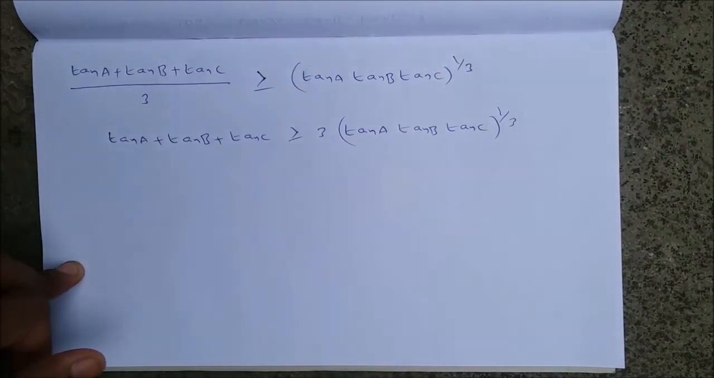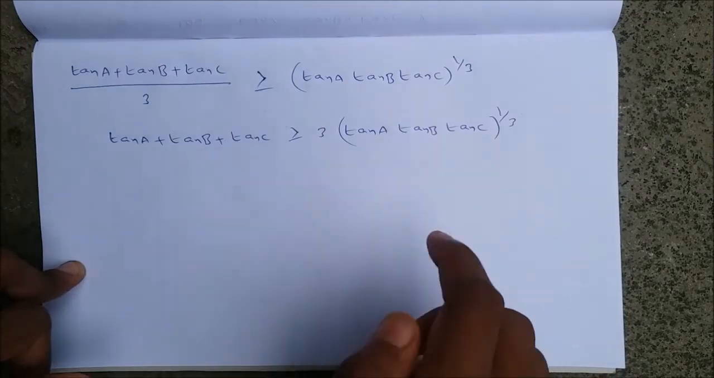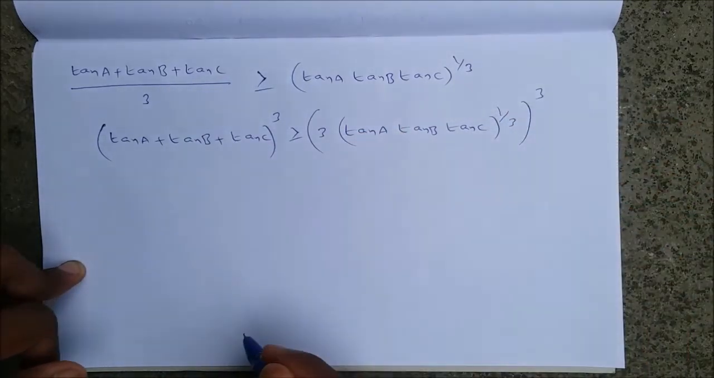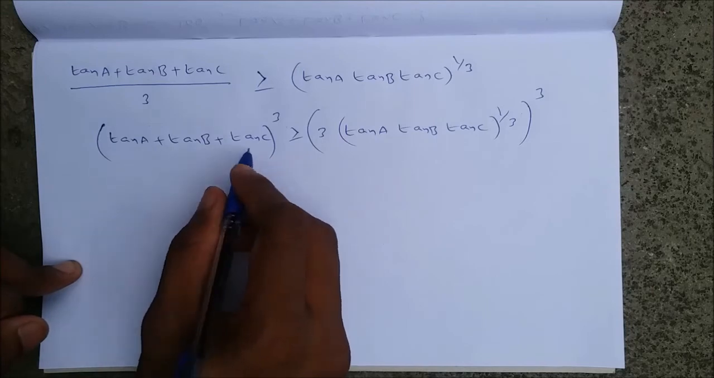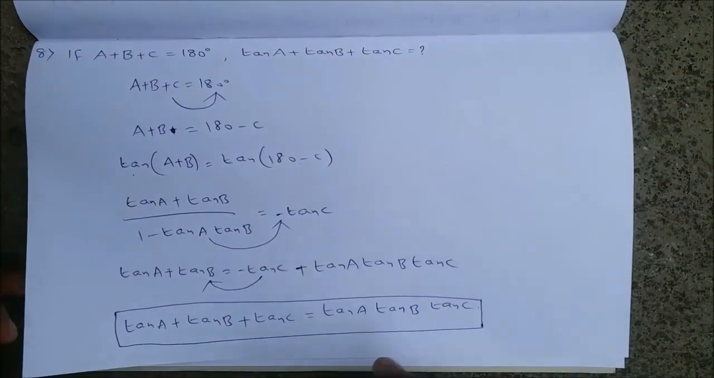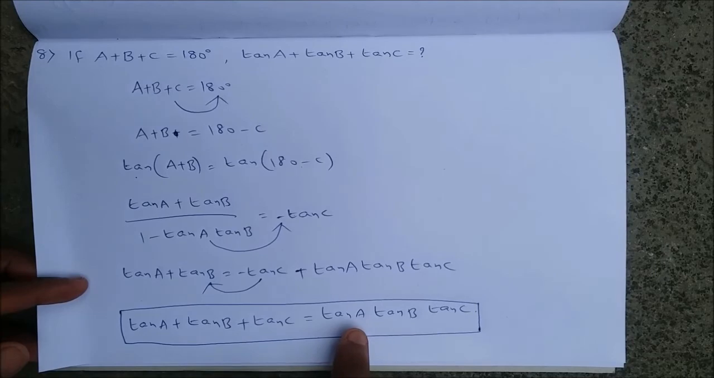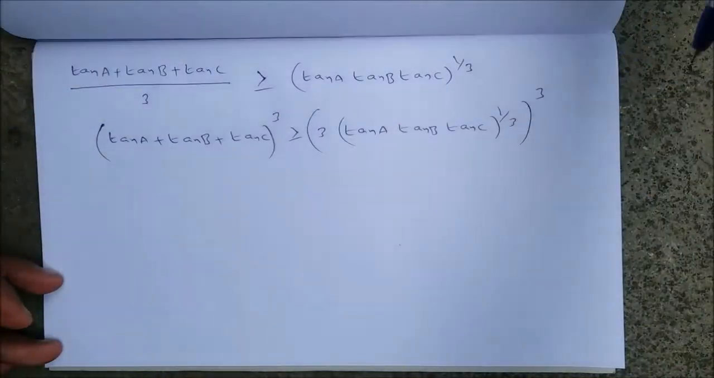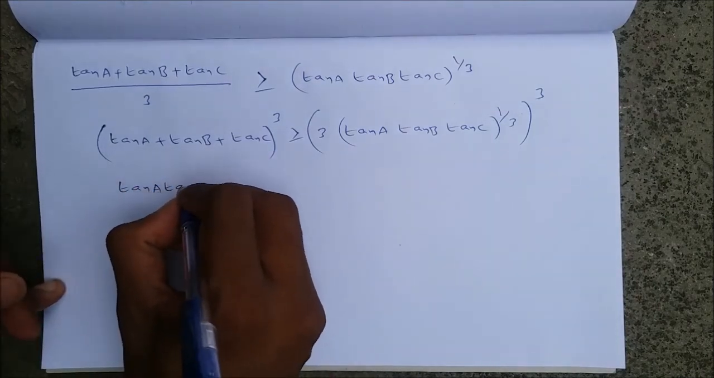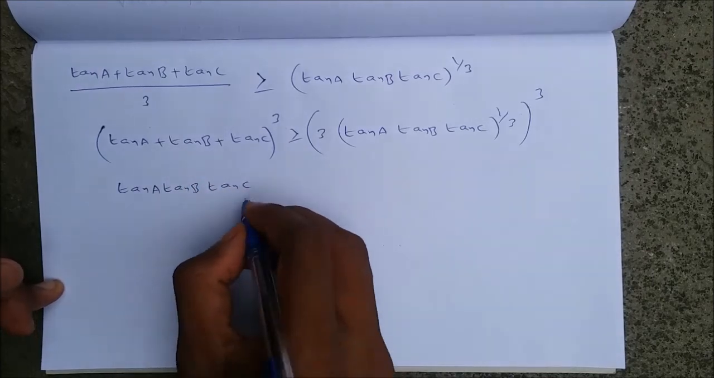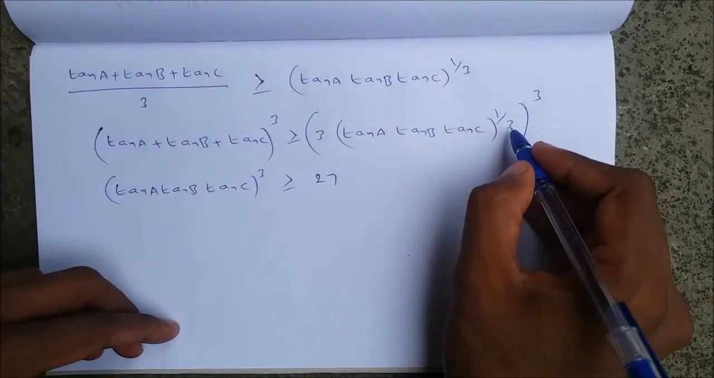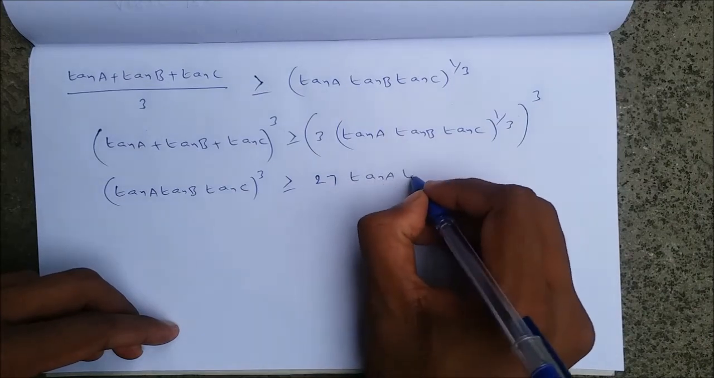Now to remove this power 1 by 3 on the right side, I am cubing on both the sides. So here power 3, here also total power 3. So we will get tan A plus tan B plus tan C whole power 3. But in the previous step we got that tan A plus tan B plus tan C value is tan A into tan B into tan C. So in the place of tan A plus tan B plus tan C, I will substitute tan A into tan B into tan C whole power 3 greater than or equal to 3 cubed, 27. Here cube root and cube will cancel, so we remain with tan A, tan B, tan C.